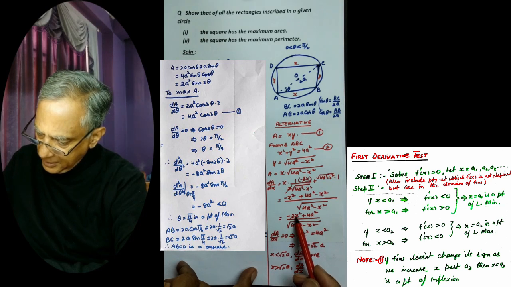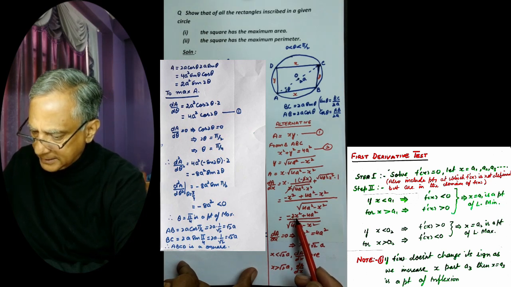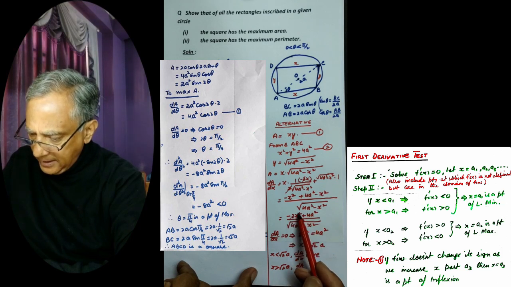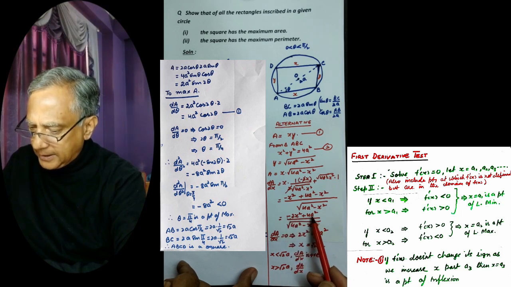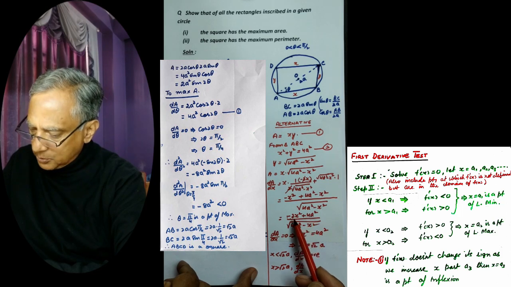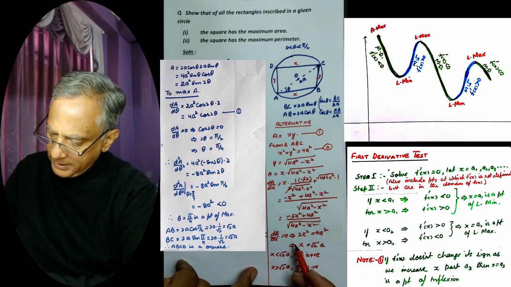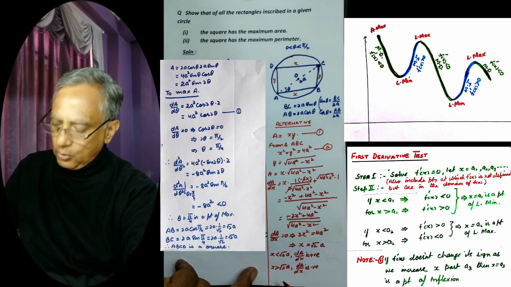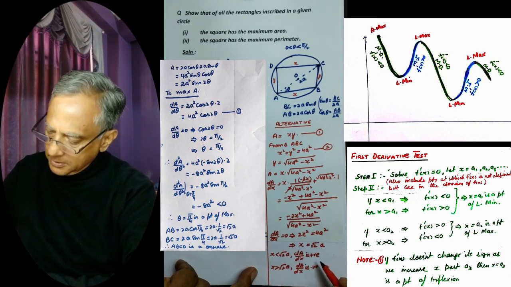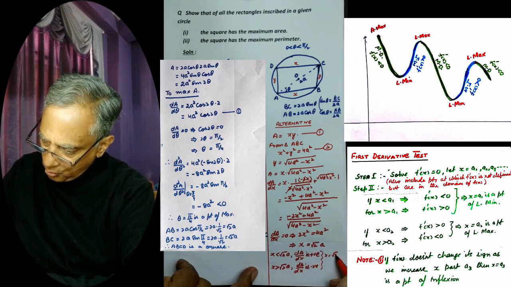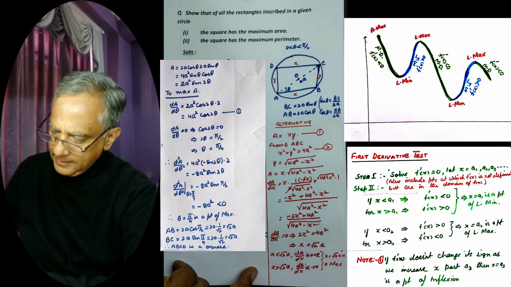And when x is greater than root 2a, therefore x square is greater than 2a square. Therefore 2x square is greater than 4a square. So this is greater than 4a square, and therefore this will be negative. So the sign changes from positive to negative. That is, the function changes from increasing to decreasing, that is, rising to falling. Therefore it will be a point of maximum. Therefore x is equal to root 2a is a point of maximum.